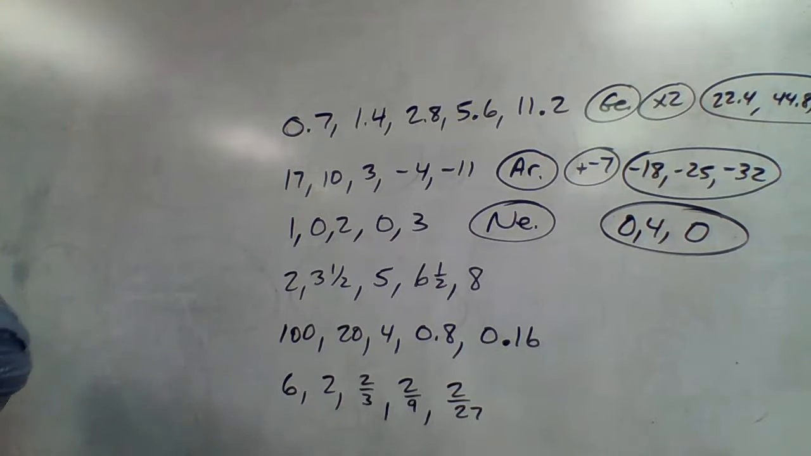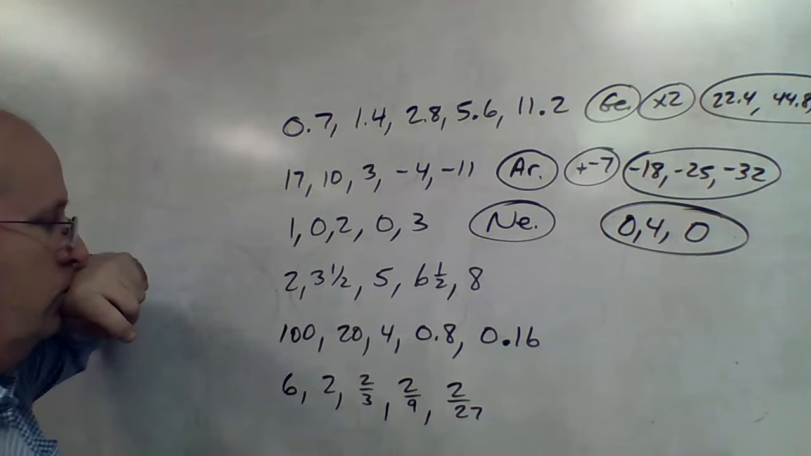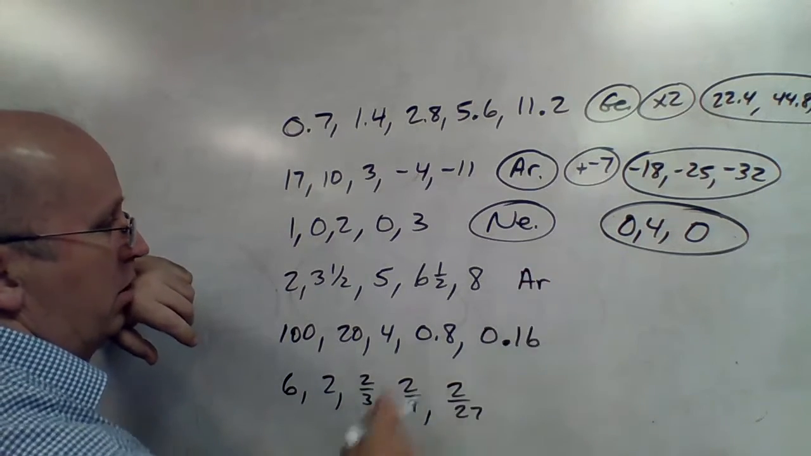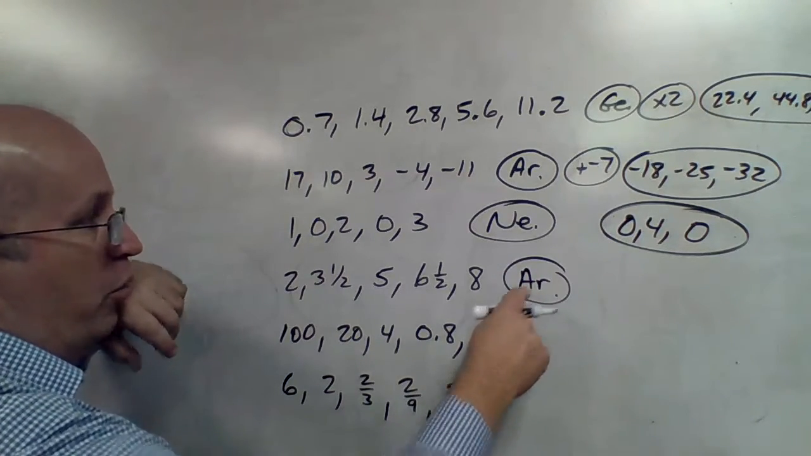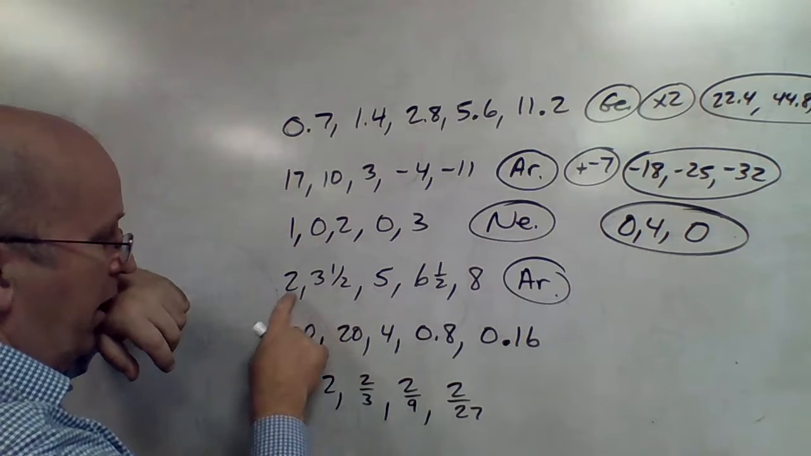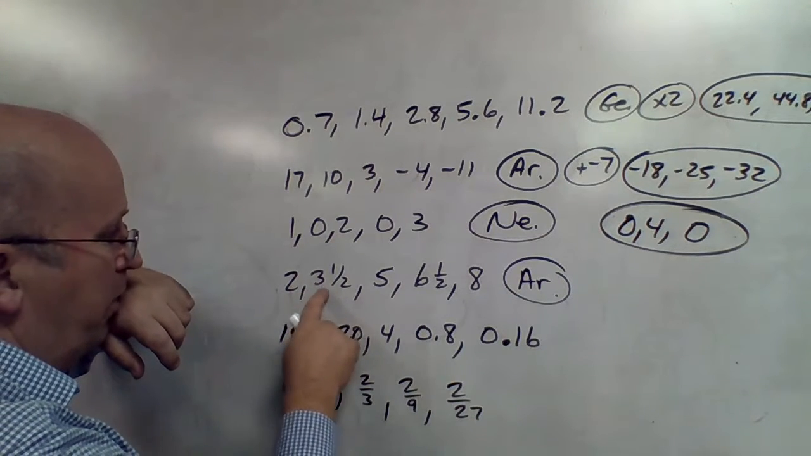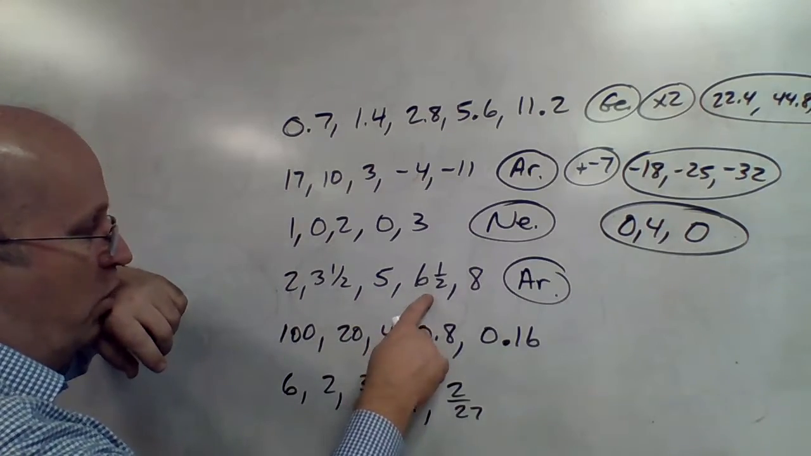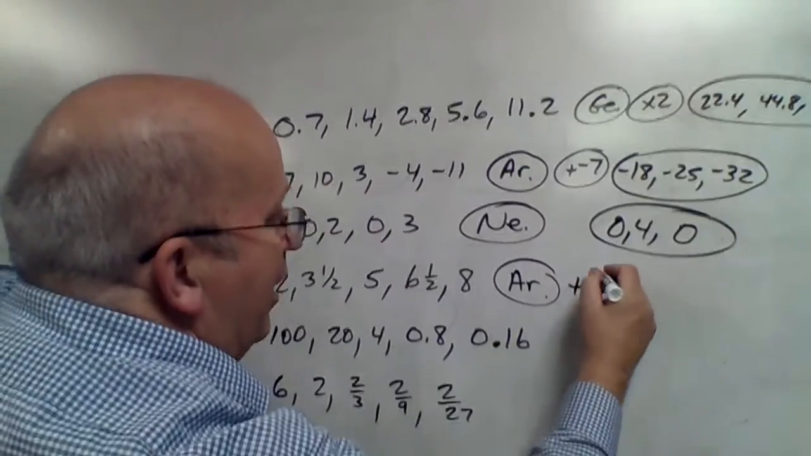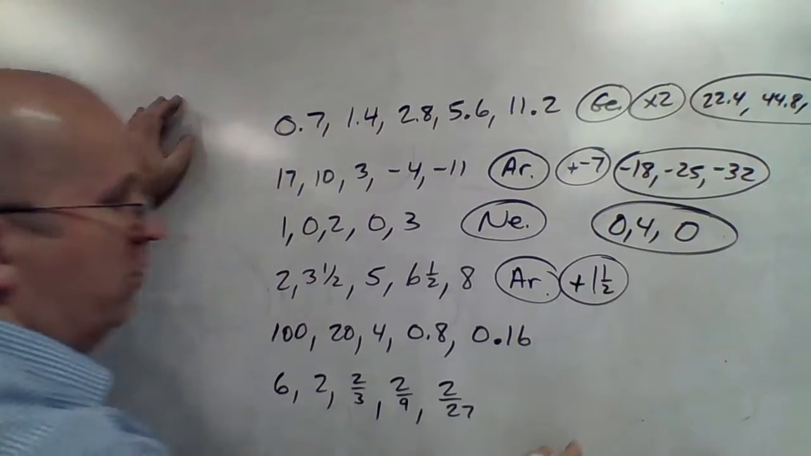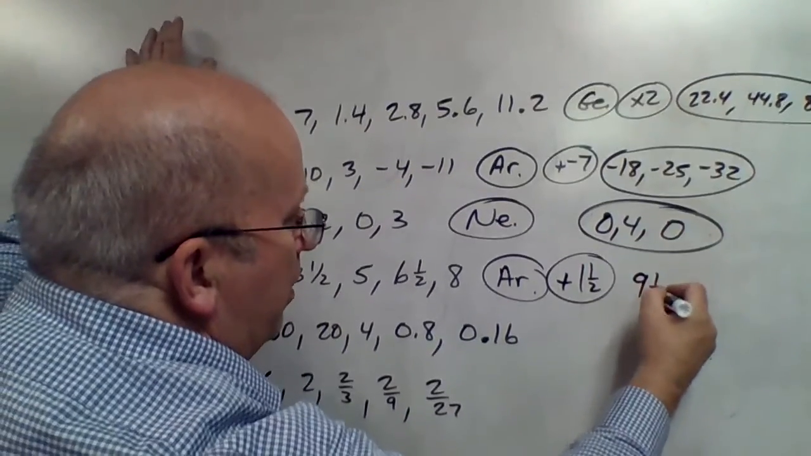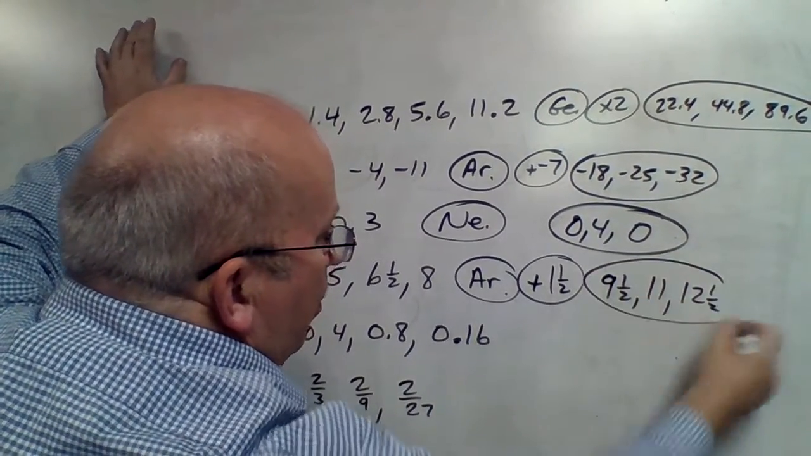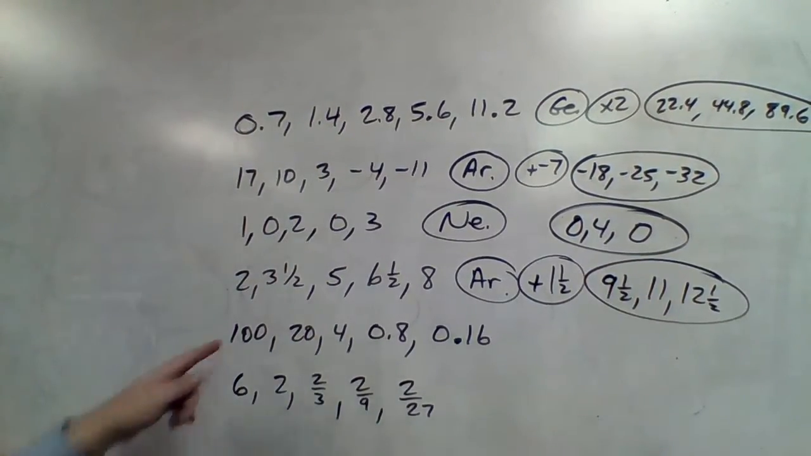What do you think's going on here? If you said adding, you'd be correct. What kind of adding or arithmetic pattern is happening here? You're adding 1.5 each time. This plus 1.5 is 5. This plus 1.5 is 6.5. This plus 1.5 is 8. So this is adding of 1.5. That's our pattern. And the next numbers in the pattern would be 9.5, 11, and 12.5 when I add those numbers together. How about this one?